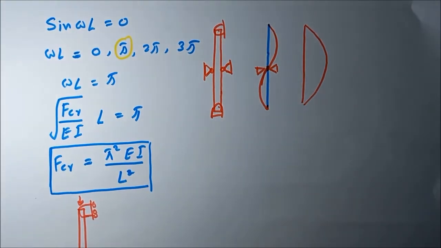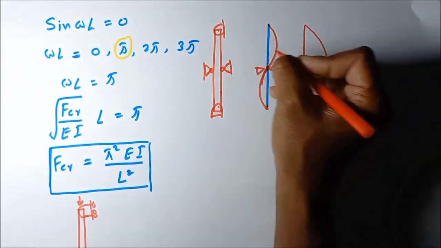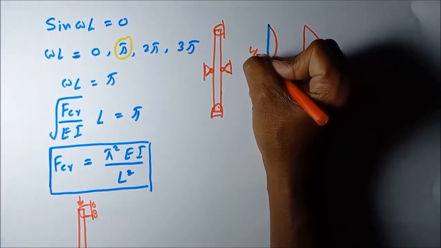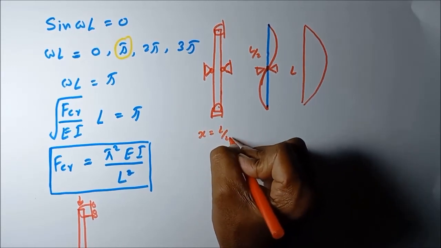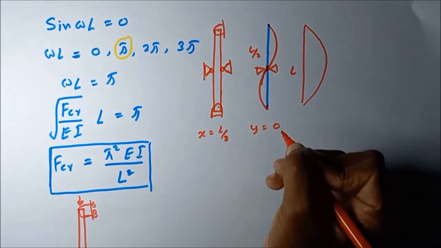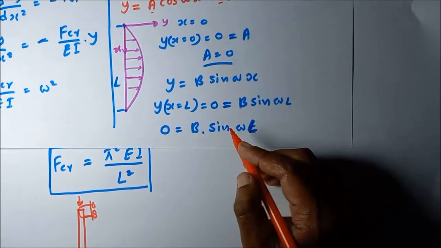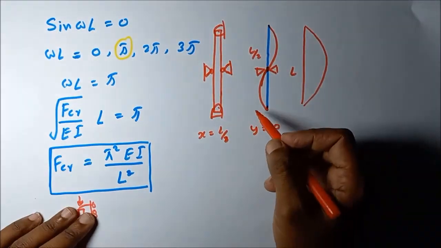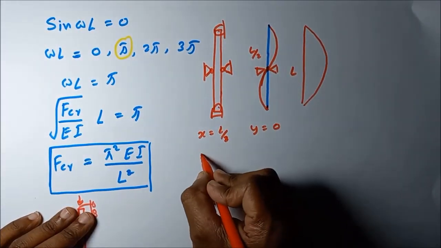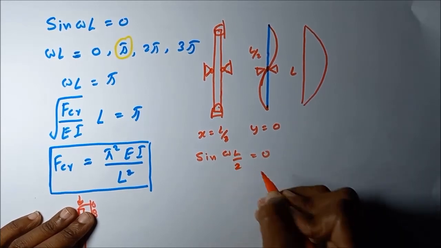How can the equation be rearranged? In this situation, you can see another boundary condition has developed. That means the total length, let's take it as L. At x equal to L over 2, y goes to 0. So then let me substitute this into the previous equation. So that means sin(omega L divided by 2) is equal to 0.